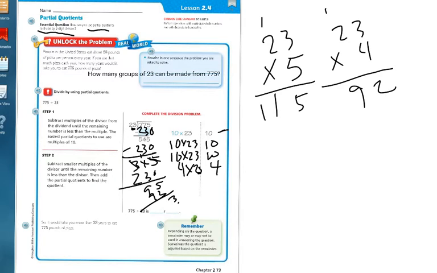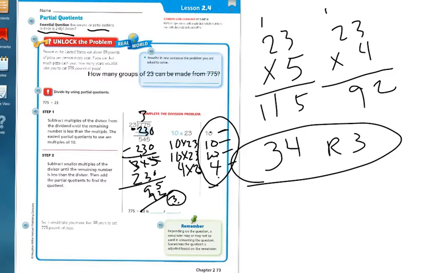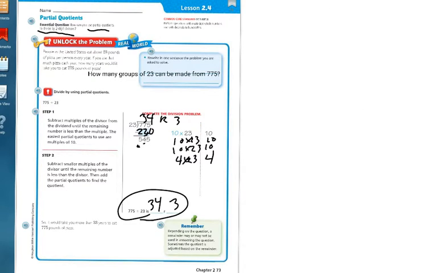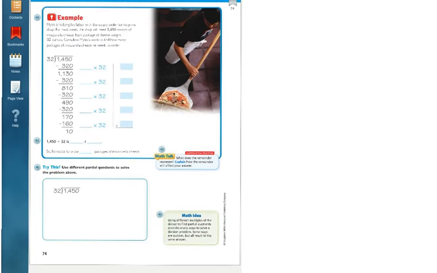Well, 3 is definitely less than 23, so I can't go any further. Now, the answer to my problem is going to be all of this added, because that's what we multiplied by, right? So we have 10 plus 10 plus 10 plus 4. So that's 10, 20, 30, 34. So our answer is going to be 34, and we have a remainder of 3. So the answer is 34 with a remainder of 3. So it would take you more than 33 years to eat 775 pounds of pizza.